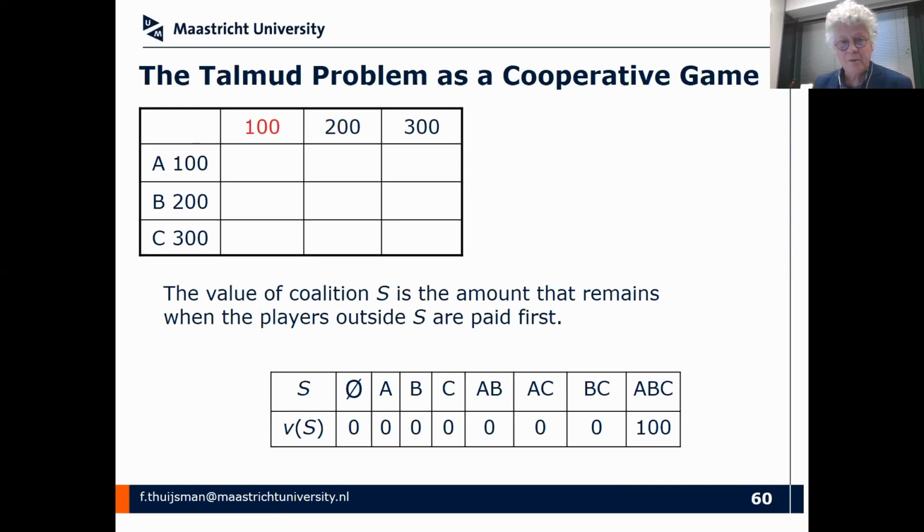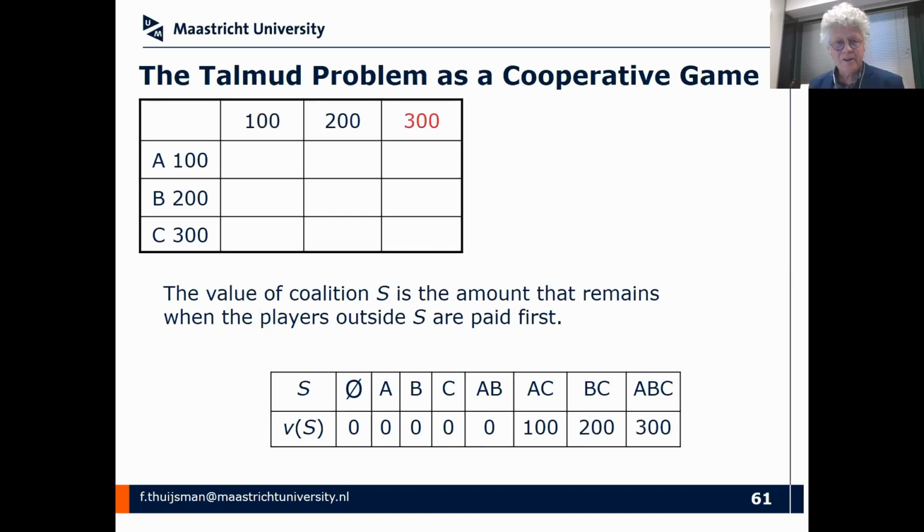If we go to the 100 problem, of course, every party claims at least 100. So if you have to pay someone else, there's nothing left. So there's all zeros. And for the 300 case, BC would first have to pay A. So there's 200 left. AC would first have to pay B. So there's 100 left. And everything else, no money left.